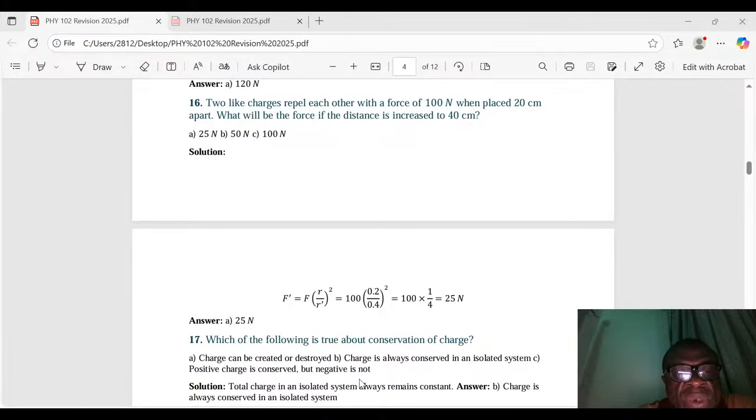Number 17, which of the following is true about conservation of charge? A, charge can be neither created nor destroyed. B, charge is always conserved in an isolated system. C, positive charge is conserved but negative is not. We're on number 17.